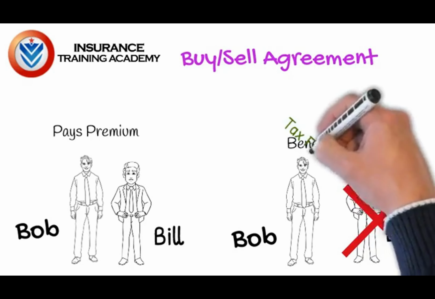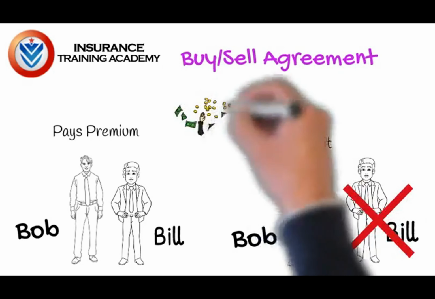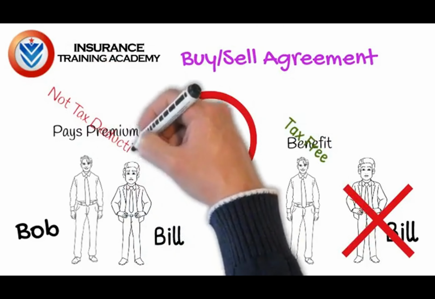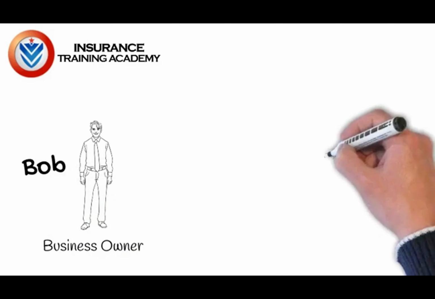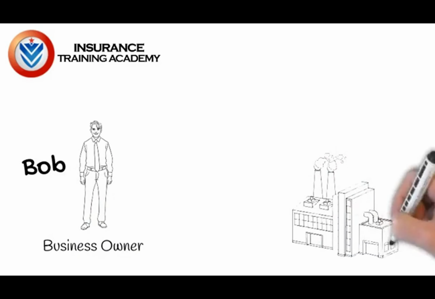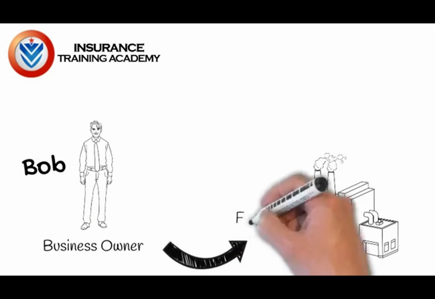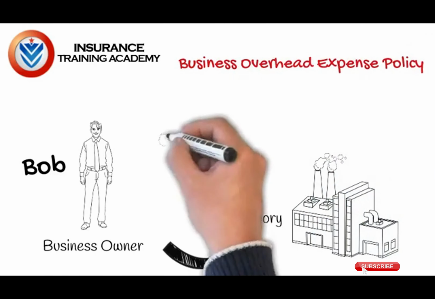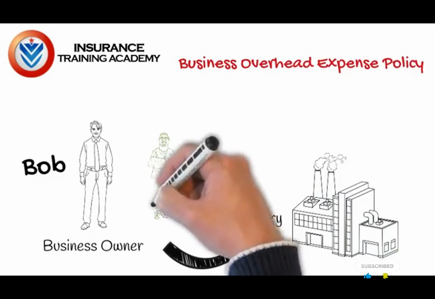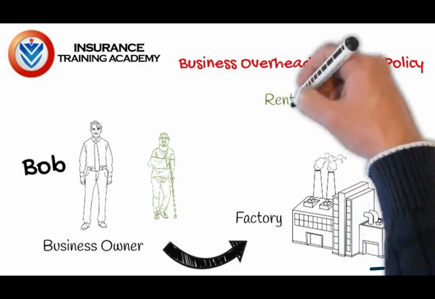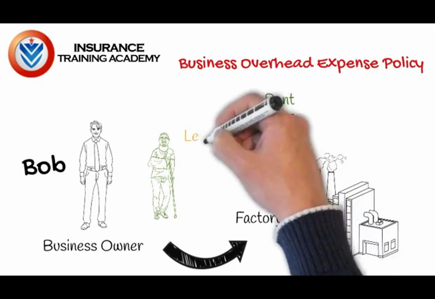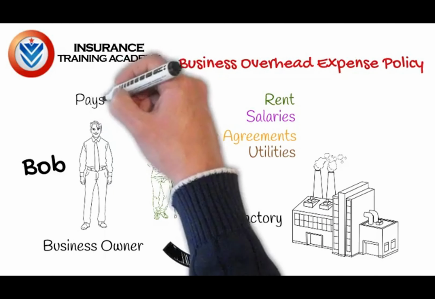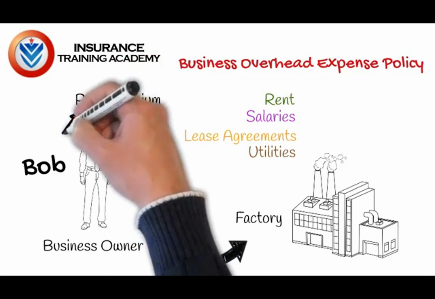Now let's look at a different one here. This one, Bob is the business owner and he owns a factory. He's wanting to purchase a business overhead expense policy so that if Bob became disabled, it would cover the overhead expenses of his business: his rent, salaries, lease agreements, utilities. It would keep the lights on and the doors open. So Bob pays the premium on that, but the business gets the benefit. So Bob can deduct the premiums as a business expense, but any benefit to the business is taxable.